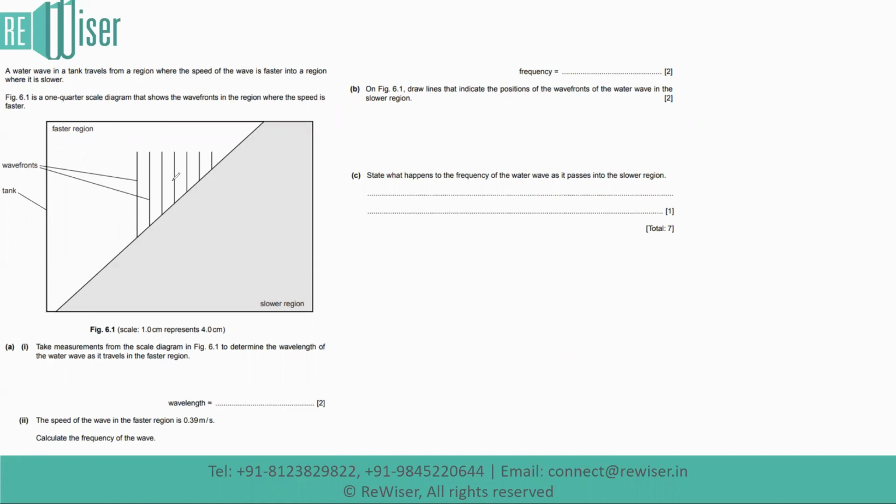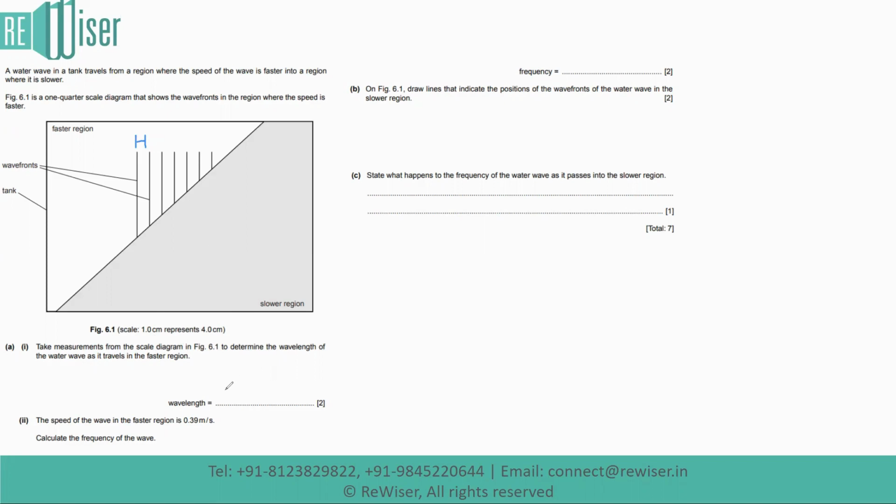Since v equals f lambda and f is a constant, speed is directly proportional to wavelength, which means if the speed becomes lower, the wavelength also becomes lower. Now take measurements of the scale diagram and determine the wavelength. Wavelength is defined as the distance between two successive wavefronts. So here we measure the distance between two successive wavefronts, also known as the wavelength.